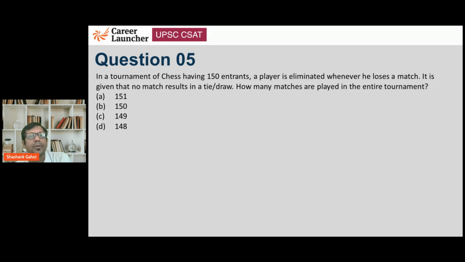Okay. So, how many players do we have? 150. How many winners do we have? One. And one person is being eliminated in one match. And if you want to have one winner, it means how many people you need to eliminate? 149. So, if you want to eliminate 149 players, then how many matches are required? 149 matches. So, the answer of this question is going to be option C, that is 149.